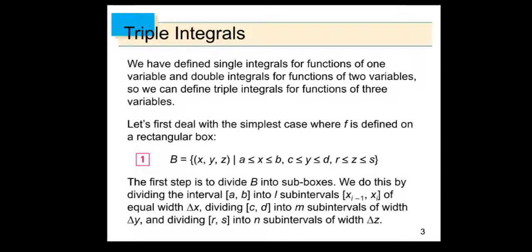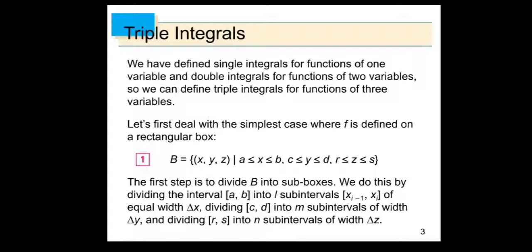So before anything we will just see the simplest case where our function is defined on the rectangular box B, which is equal to x, y, z, three components, it's three dimensions, right? And our x is ranging from a to b, our y is ranging from c to d, and our z is ranging from r to s. So the first step is to divide B into sub boxes.